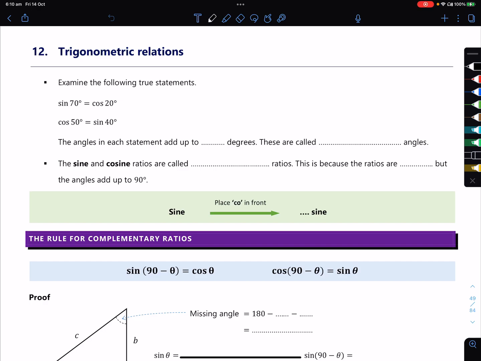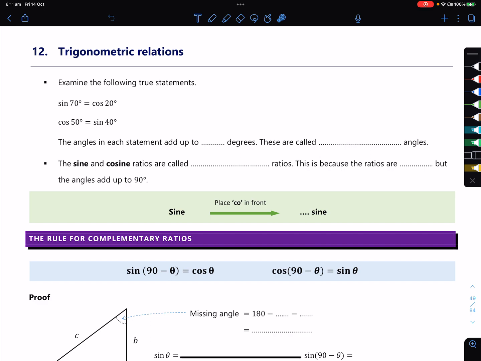All right, in this lesson, we're looking at trigonometric relations. So basically what we're looking for is how one trig ratio can be connected with another one. We're just going to have a look at the following true statements for a start: sine 70 is equal to cosine of 20, and cosine of 50 is equal to sine of 40.